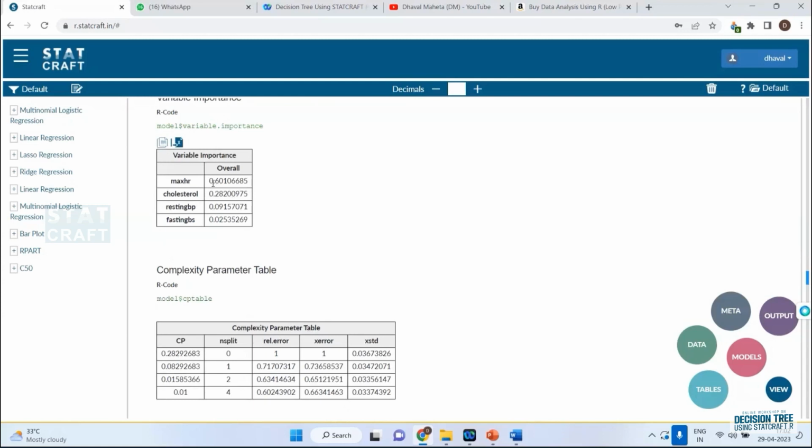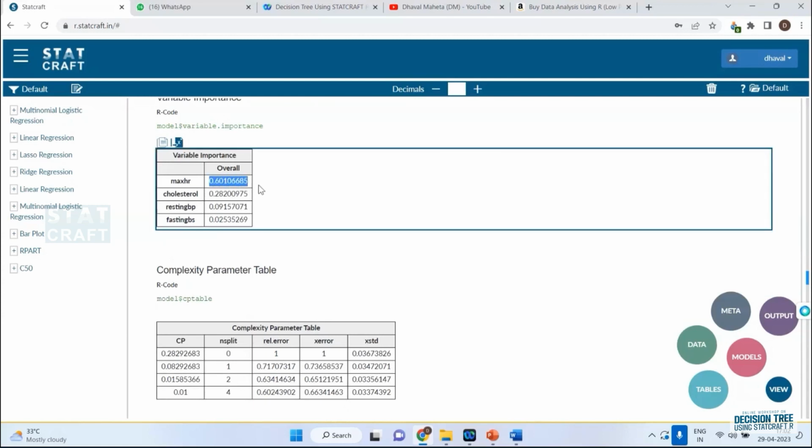In drawing the decision tree, maximum hours of exercise is the biggest thing which decides your heart disease. How much exercise you are doing, that is the most important variable. Next comes the cholesterol. And then comes the resting blood pressure. So the decision tree will be divided on the basis of maximum hours of exercise.